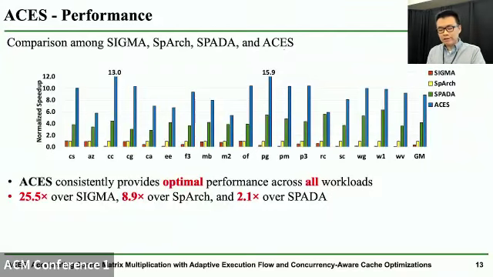We evaluate the ASIS against three state-of-the-art SpMM accelerators among various workloads. Overall, the ASIS consistently provides the optimal performance across all the workloads, with an average speedup of 25.5 times over Sigma, 8.9 times over SPARC, and 2.1 times over Spada.